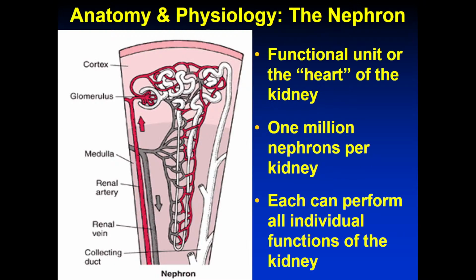You see here that the functional unit of the kidney, or the heart of the kidney, is the nephron. And every kidney contains about 1 million nephrons. And each nephron can perform all individual functions of the kidney.